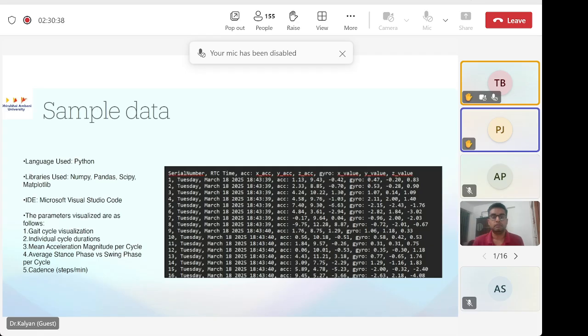But let's say a patient is suffering from gait related impairments, then they might walk slowly, or they might walk with short steps. So these are the different kinds of parameters which we are extracting from the data which we are collecting from the sensor. Sir, can you show some plots?